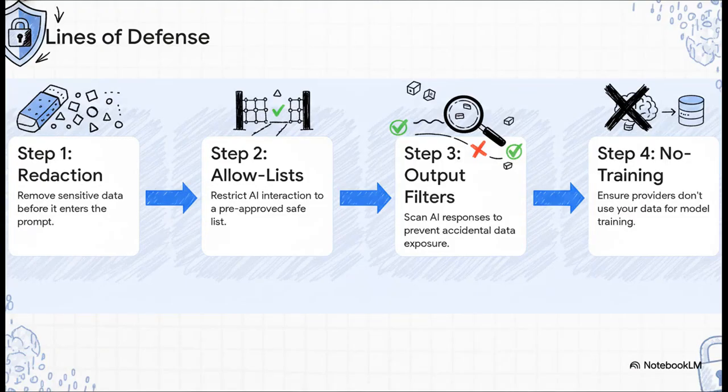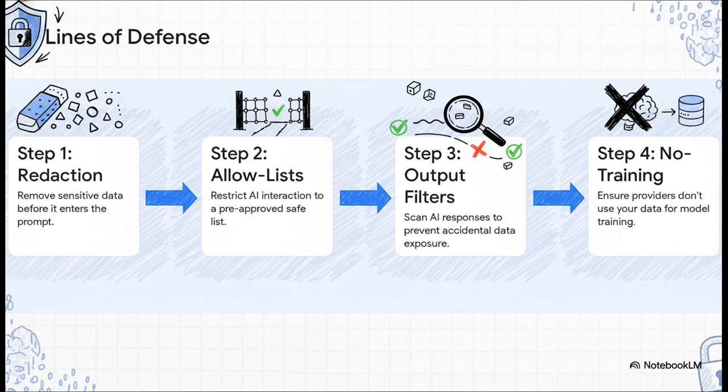Step 1 is redaction. This basically means automatically finding and stripping out sensitive data before it even gets into the prompt. Step 2, allow lists. Instead of letting your AI just roam the entire internet, you give it a pre-approved safe list of websites and tools it's actually allowed to talk to. Step 3, output filters. Think of this as your checkpoint on the way out. It scans the AI's response to make sure no sensitive data is accidentally leaking out.